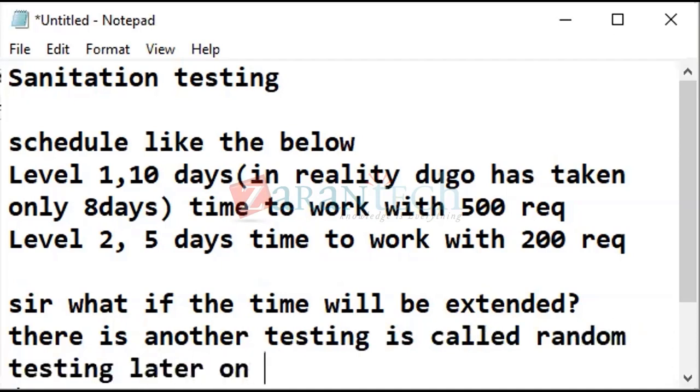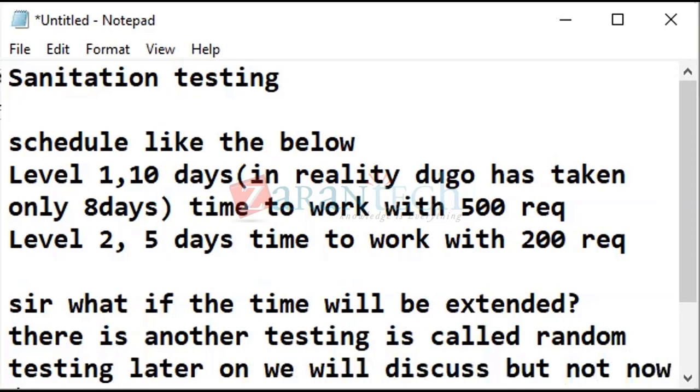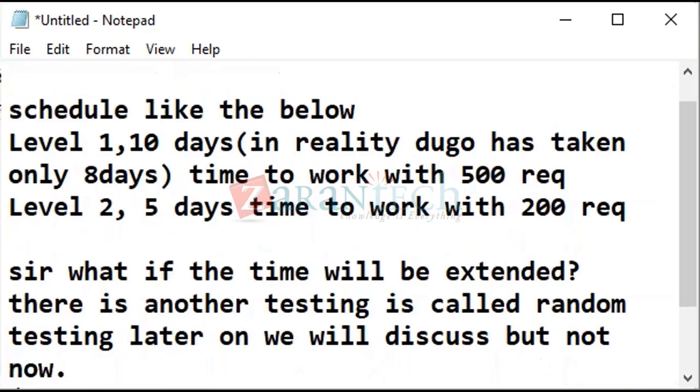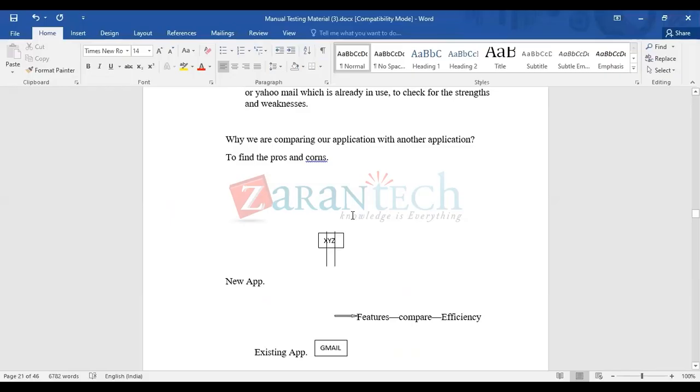Later on we will discuss it, but not now. There is another testing called random testing. Later on we will discuss, but not now. Okay, good.